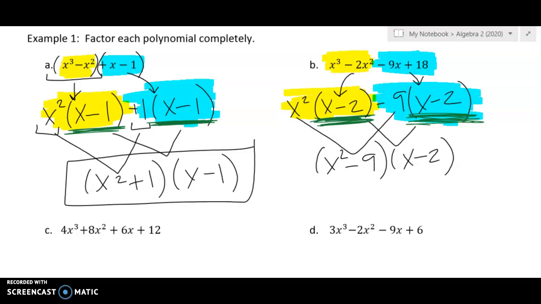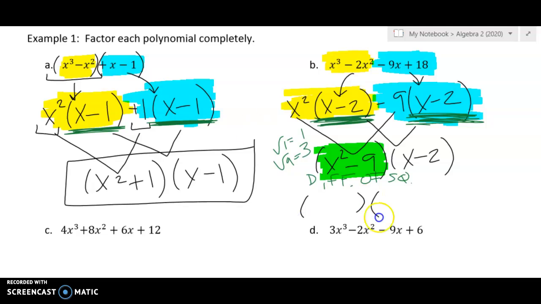Okay, normally, most of the time you would be done. However, there's a catch to this. This yellow part right here is a little bit of a catch because I could keep going. This part right here is difference of squares. So see how it has a binomial, it has a minus sign, X squared is a perfect square, and 9 is a perfect square. So in this problem, I could keep going.